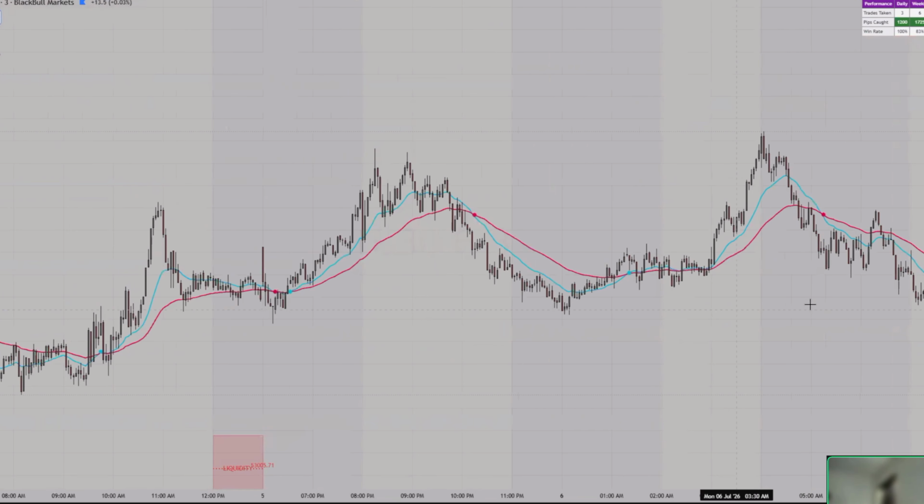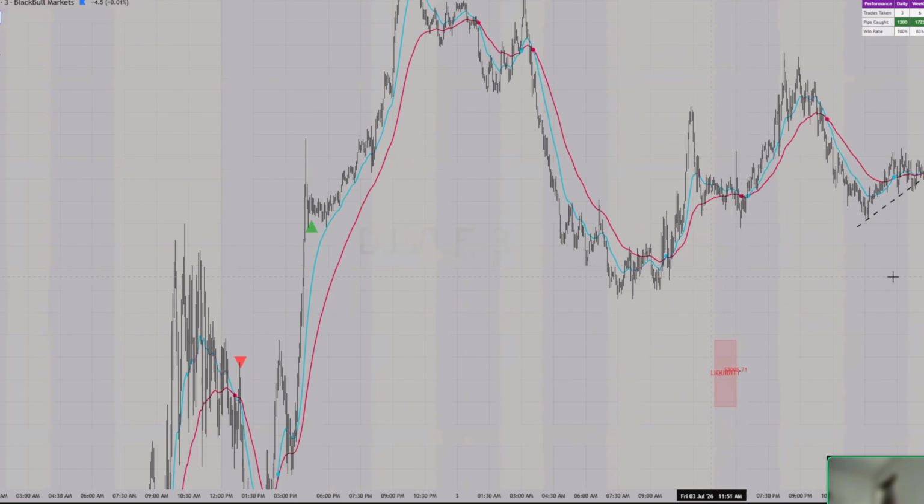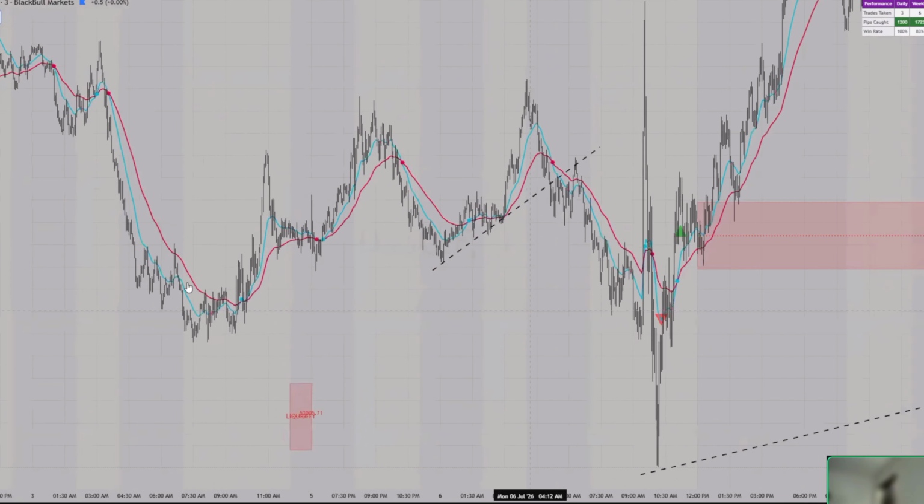Let's see here, this one right here, right? When you see a trend break, these are trades that you can get into, but I'm going to teach you guys how to find these trades and how to actually properly take them.